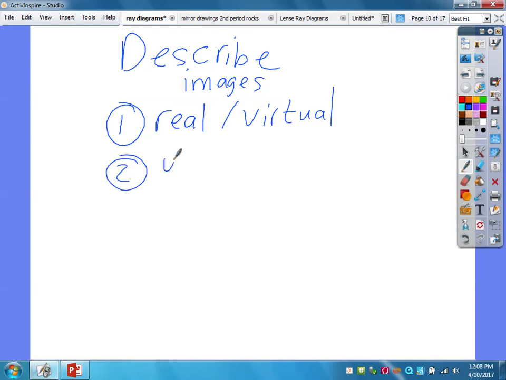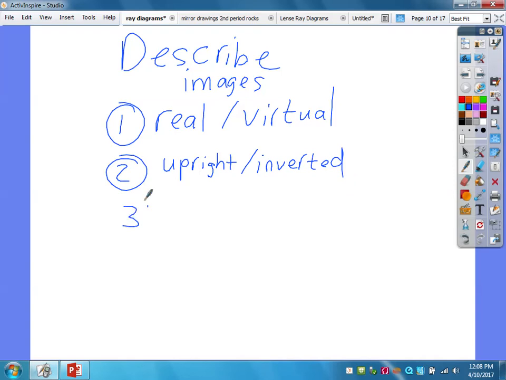Second, is your image upright or inverted? Okay, it can't be both. Again, it can't be real and virtual. It can either be upright or inverted. Hopefully those terms are pretty self-understood. Basically, upright means the image is exactly how the object is set up. Inverted, the image is upside down, is reversed compared to what the object is.